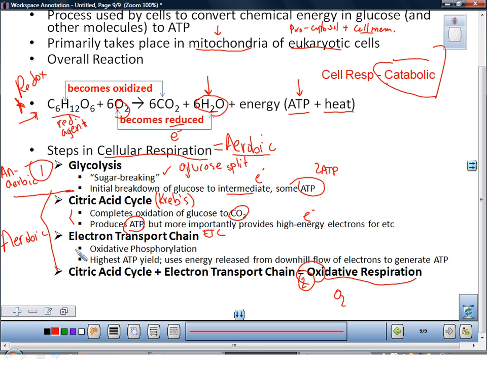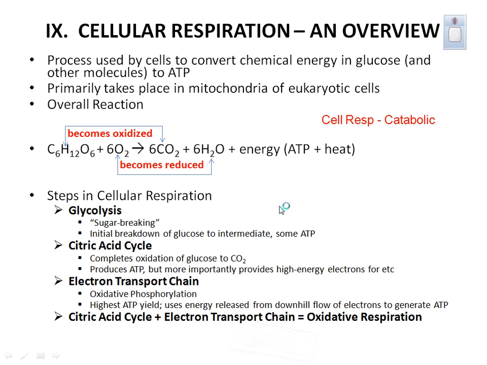Okay, the final step, the ETC, also known as oxidative phosphorylation, because we're dealing with phosphorylation, is our highest ATP yield out of the whole process, because energy will be released from a downhill cyclic flow of electrons in order to generate our overall ATP. Okay, so that's the overview of cellular respiration.